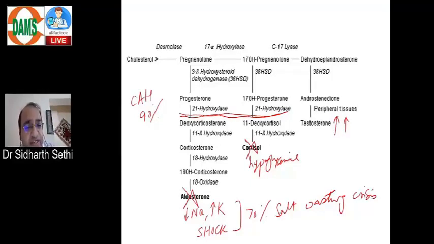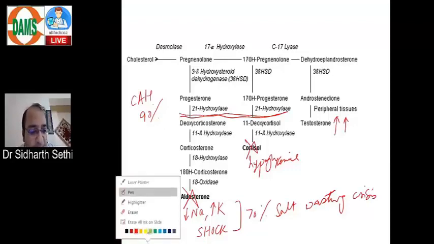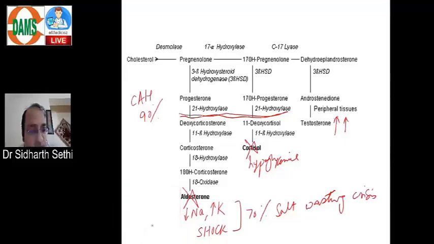Because of the testosterone, these females may have hypertrophy of clitoris, and males may have precocious puberty. Now remember, all over the world we diagnose this by accumulation of this compound, 17-hydroxyprogesterone. So remember, this is a neonatal screen for CAH. All over the world, 17-hydroxyprogesterone is done to diagnose CAH.